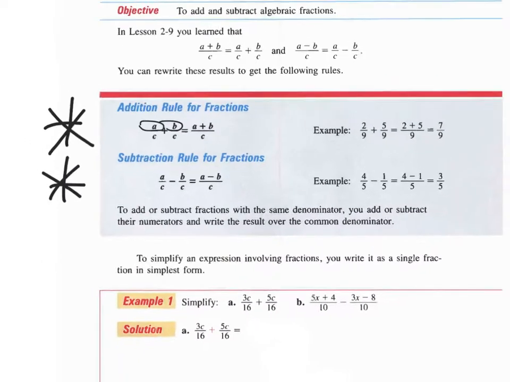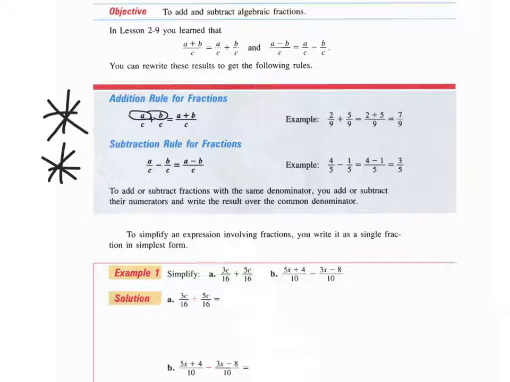So if you look at the examples over here, I have 2/9 plus 5/9. They already have a common denominator of 9. So I'm going to leave the 9 alone. And then I'm just going to add the numerators. 2 plus 5, and I get 7. My fraction is already simplified, so I don't need to reduce it.